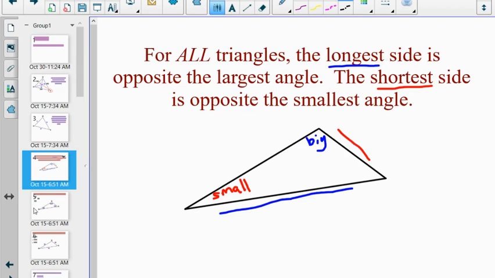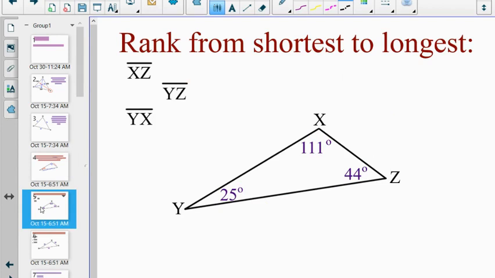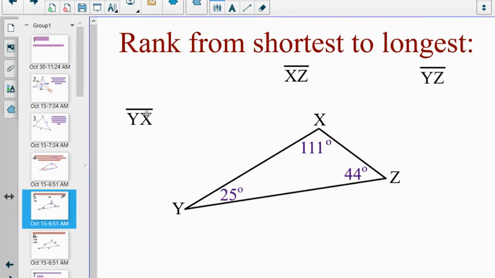And that's really it. So if I give you a diagram that looks like this, and I say rank the sides from shortest to longest, well, the shortest side is going to be the one that's opposite the smallest angle. In this case, the side that is opposite angle Y is side XZ. Segment XZ is the shortest. The one that's the longest is the one that's opposite angle X. The biggest angle is 111 degrees. So the one that is opposite that is the segment down here at the bottom, segment YZ. That's the longest, which means YX must be the one that is in the middle. 44 is between 25 and 111, so that segment will have the middle length.